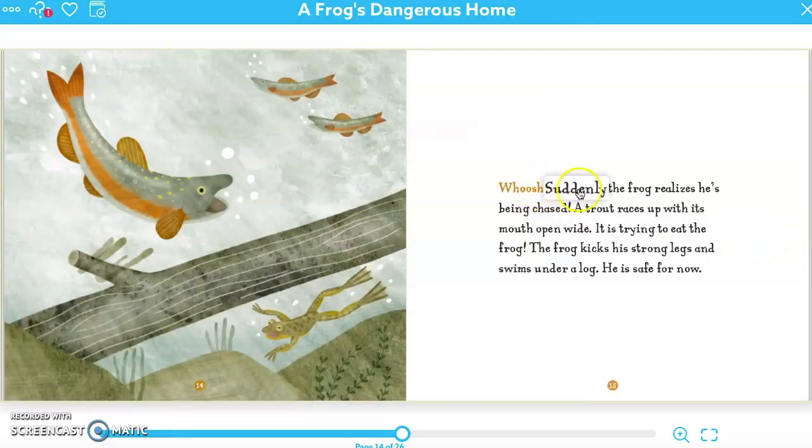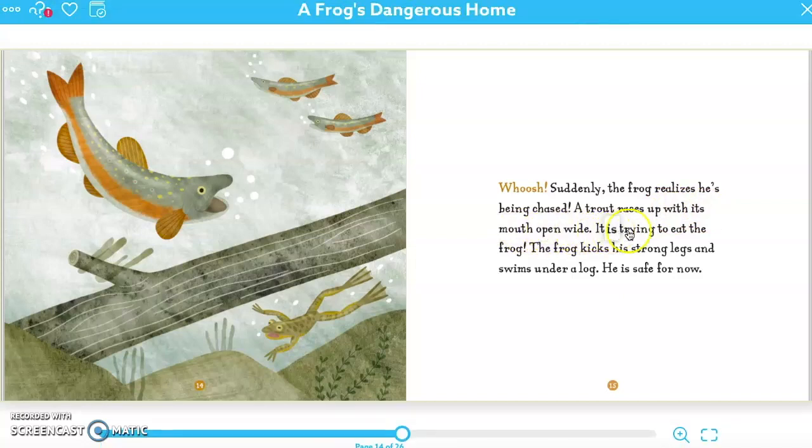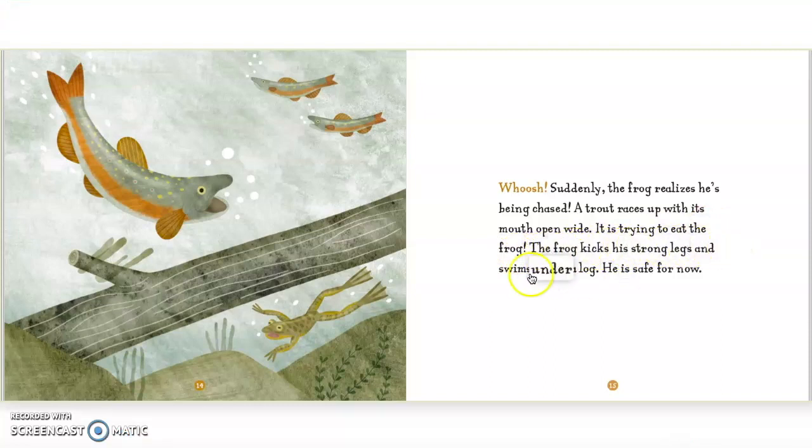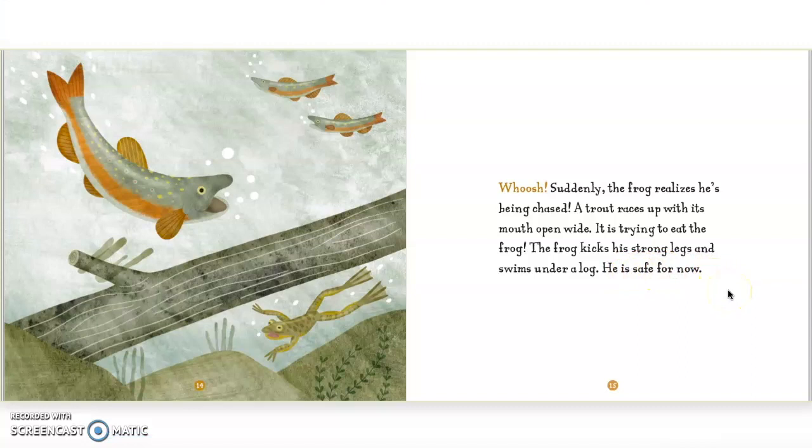Whoosh! Suddenly, the frog realizes he's being chased. A trout races up with its mouth open wide. It is trying to eat the frog. The frog kicks his strong legs and swims under a log. He is safe for now.